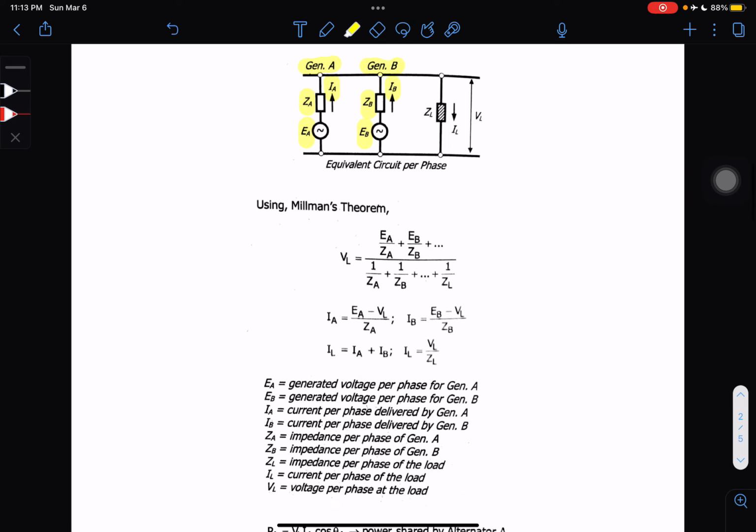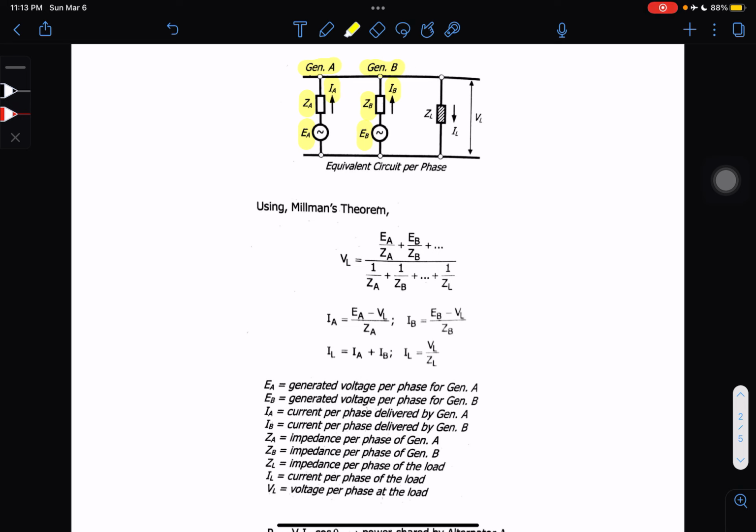And our ZL, or our common load, so we have here impedance per phase of the load, current of the load, and our voltage per phase at the load. So kani nga parallel operation, we can use Millman's theorem. So, kabalo na tani sa atong Millman's theorem. So, we have our formula.